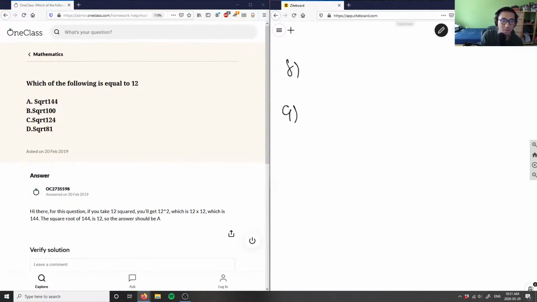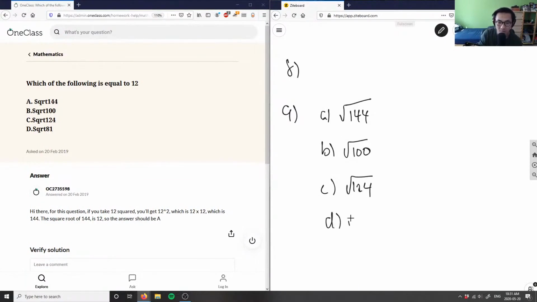9 here is asking us which of the following is equal to 12. So I have 4 options here. I have the square root of 144, the square root of 100, the square root of 124, and the square root of 81. Well, right off the bat, what we can do is we can actually get rid of 2 of these numbers here, right?